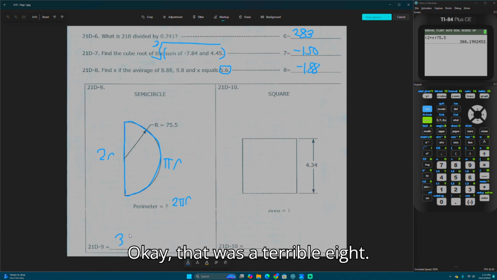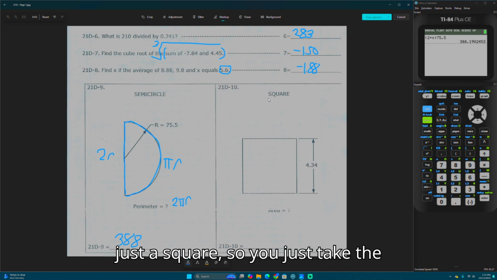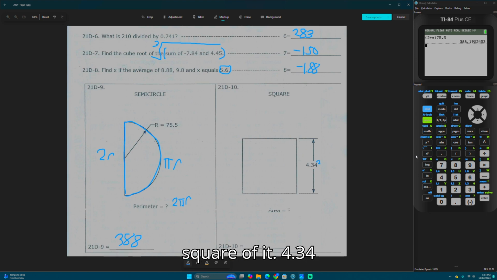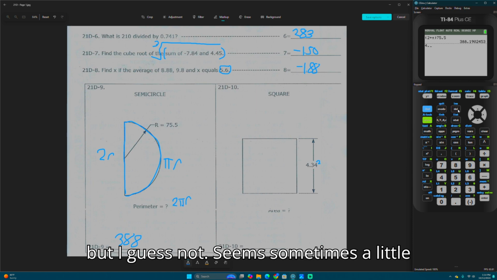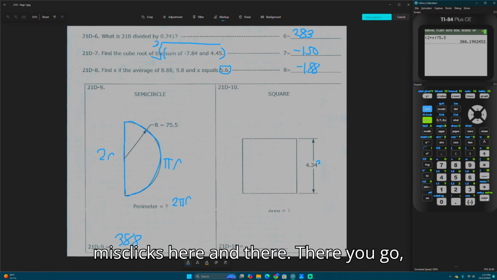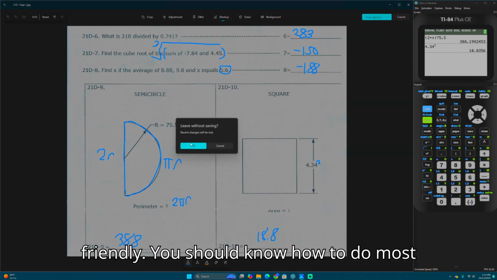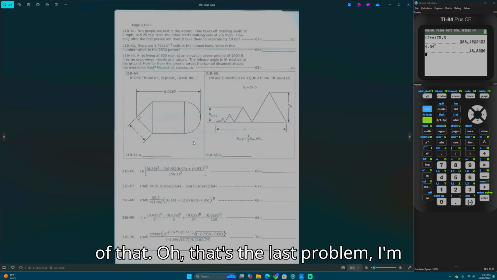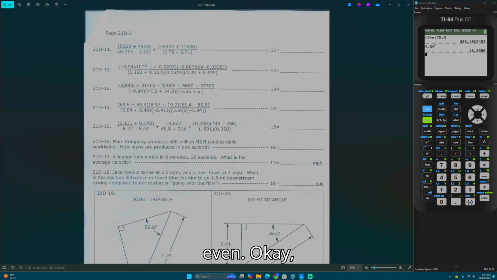Okay, that was a terrible 8. 388, and then another area problem is just a square, so you just take the square of it. 4.34 squared. I thought I pressed the 3 key, but I guess not. Things are sometimes a little bit iffy, so I might make a couple of misclicks here and there. There you go, 18.8. Okay, well that's it for that page. Very friendly. You should know how to do most of that. Oh, that's the last problem, I'm pretty sure, or from a different test even. Okay.